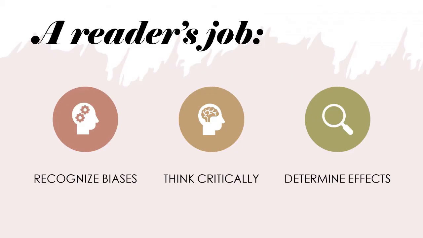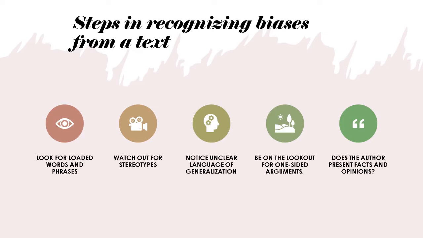Your job as a reader, in order for you to determine biases in text or in any forms of materials, is that you have to recognize biases. You also have to think critically and of course determine its effects to you as a reader. These are the steps in recognizing biases from a text.